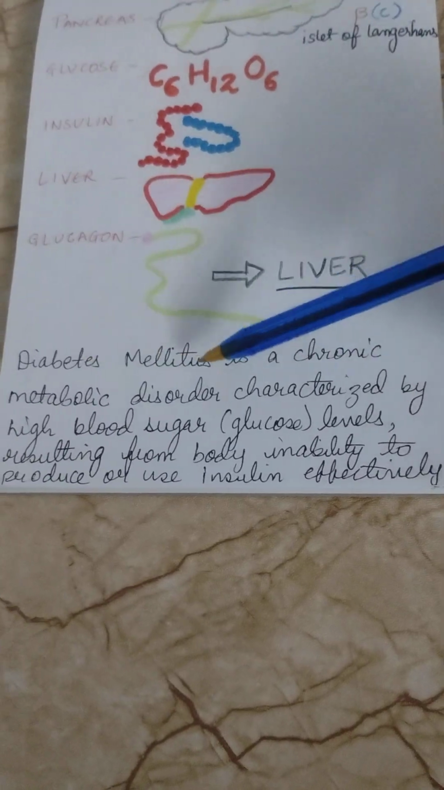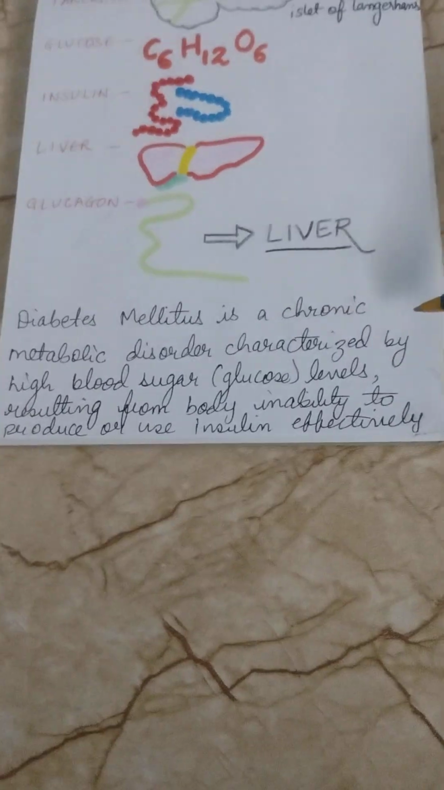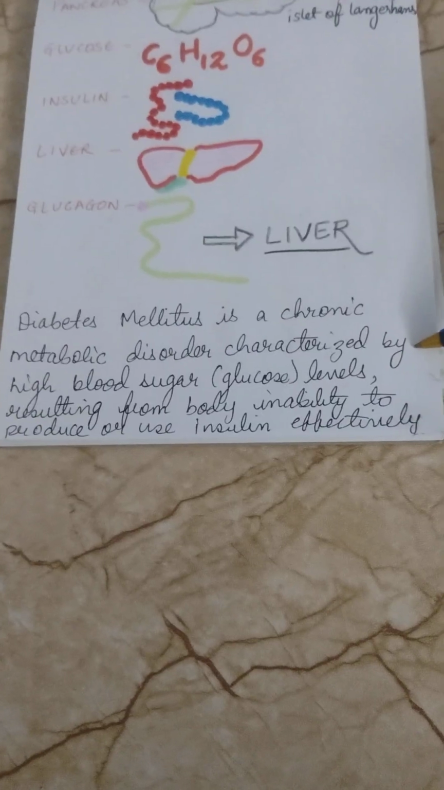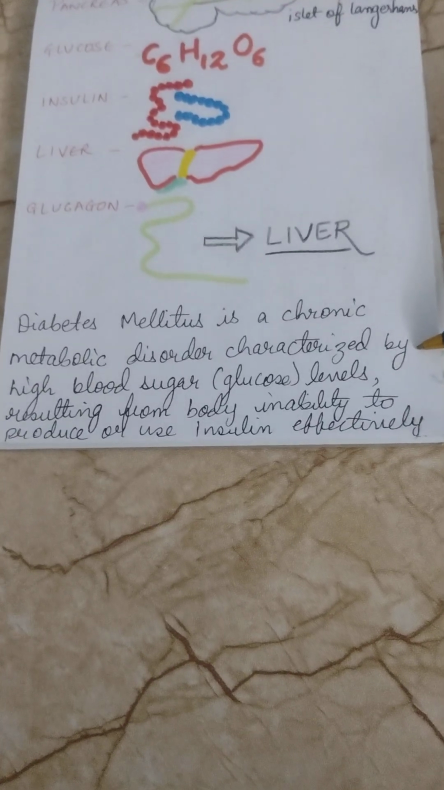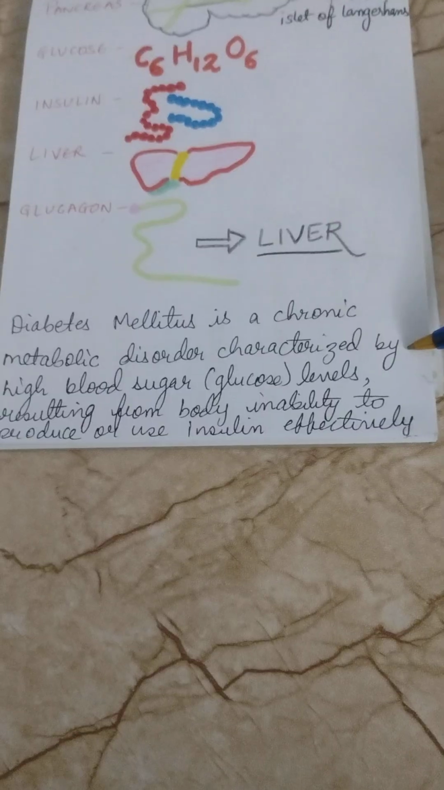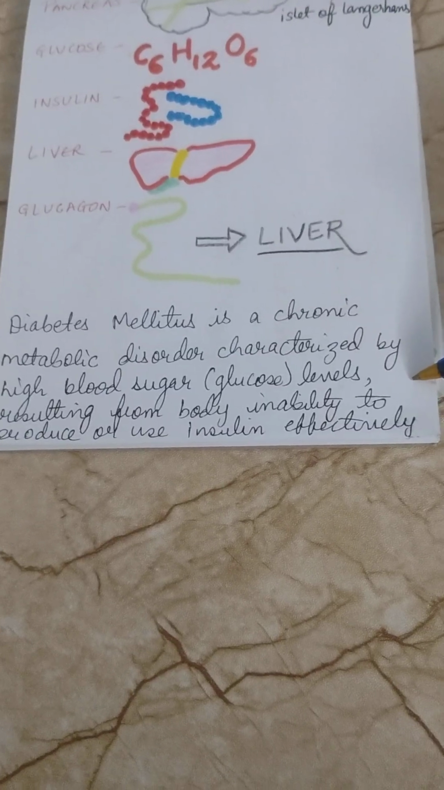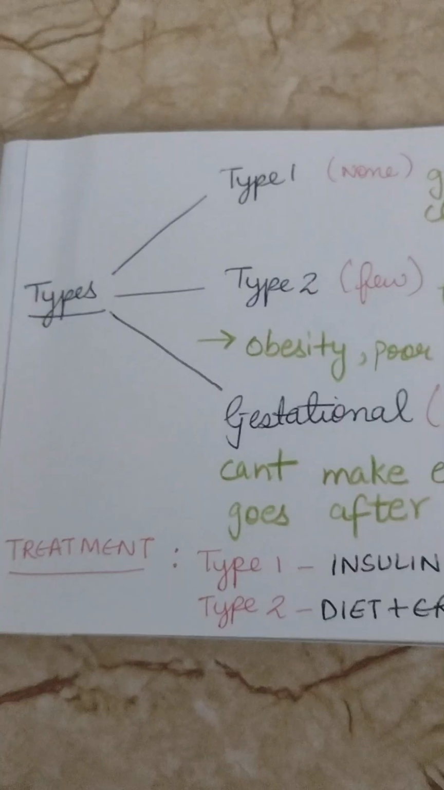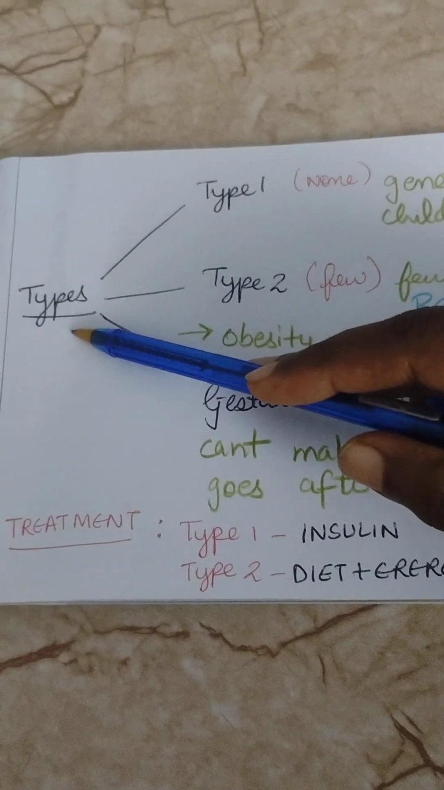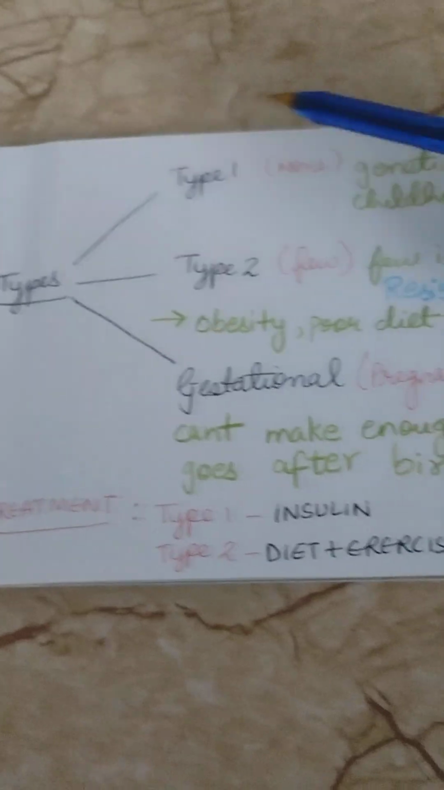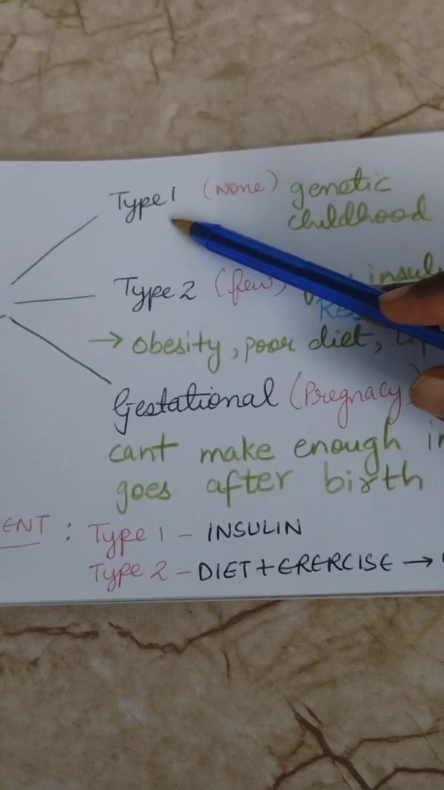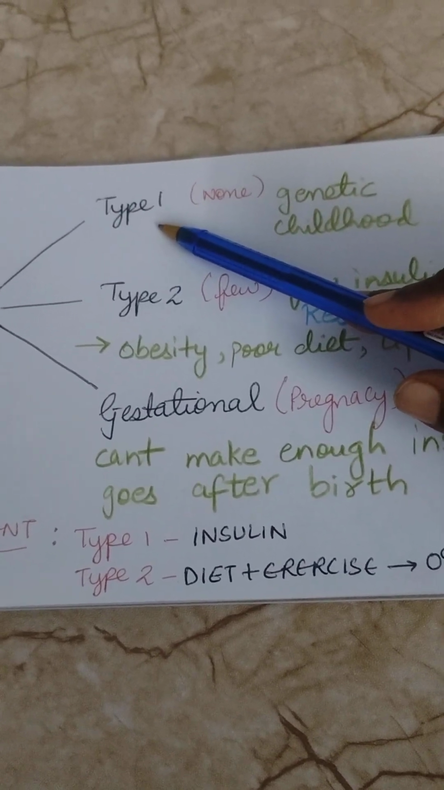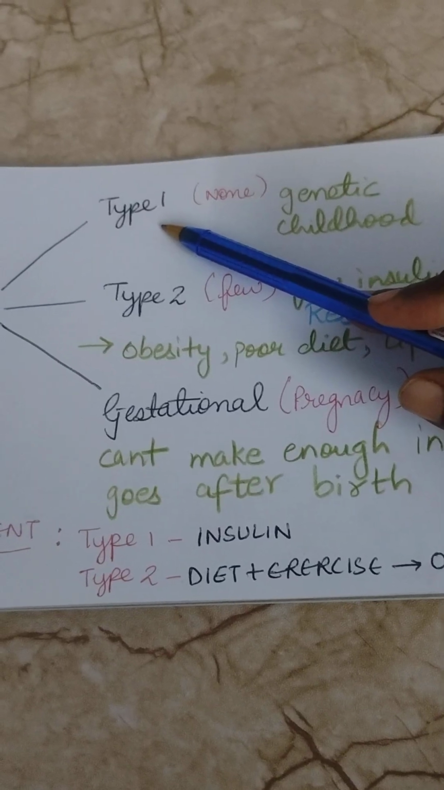Diabetes mellitus is a chronic metabolic disorder characterized by high blood sugar, which is glucose levels, resulting from the body's inability to produce or use insulin effectively. Let's move on to the types of diabetes mellitus. First is type 1, that is insulin dependent diabetes mellitus.